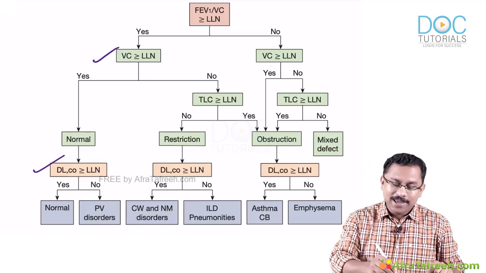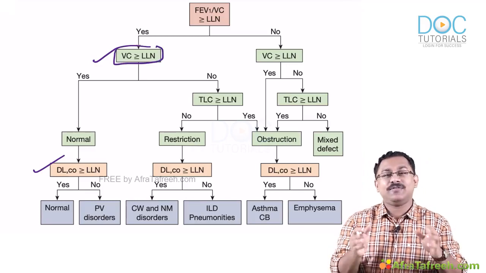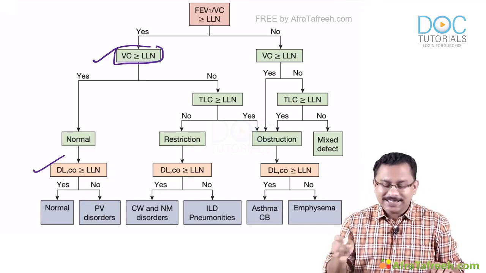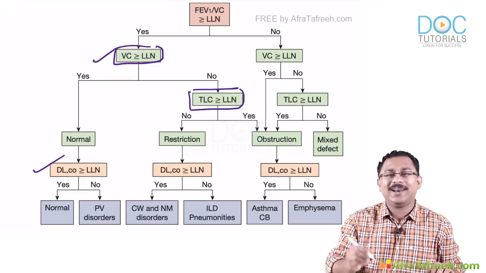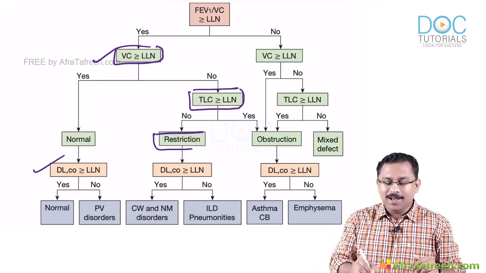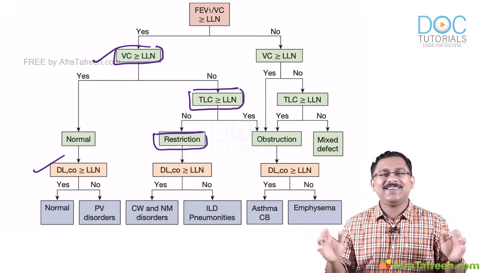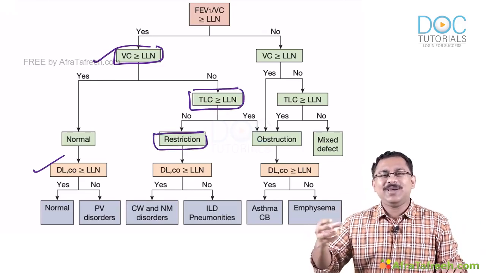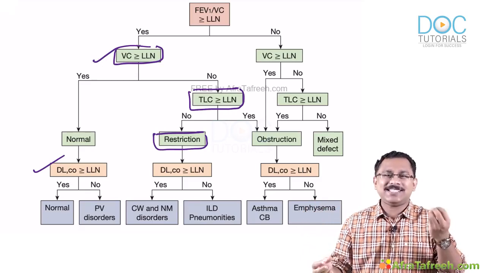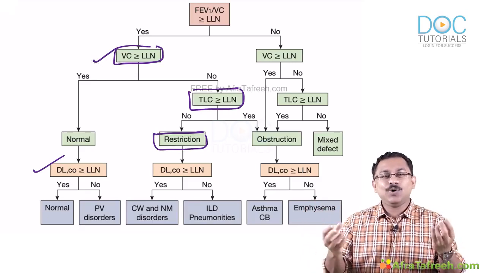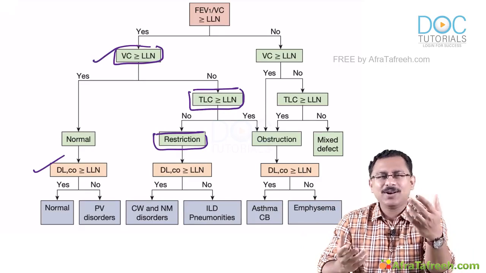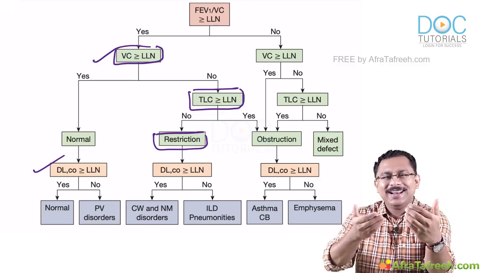Now, if you checked initially and you find that the forced vital capacity is below the lower limit of normal, in such a scenario, go for the total lung capacity. If the total lung capacity is reduced, you are thinking of a restrictive lung disease, and to differentiate whether it is an ILD or pneumonitis or some chest wall abnormality, you can go for DLCO, because in chest wall abnormalities, you are never going to have any abnormality in your DLCO.